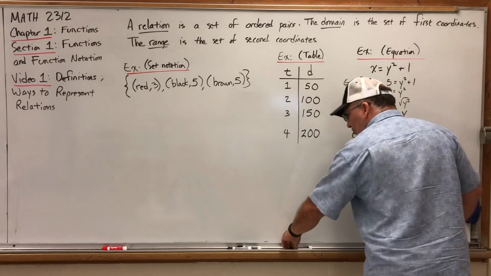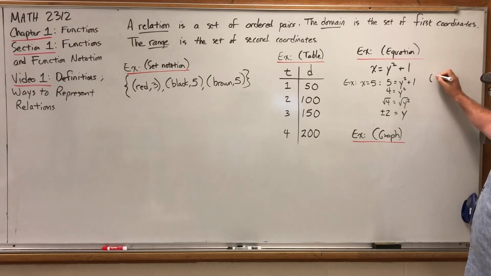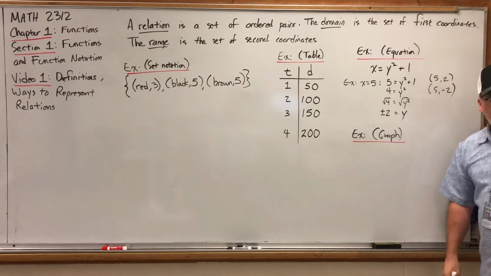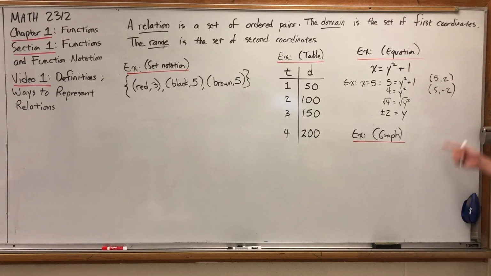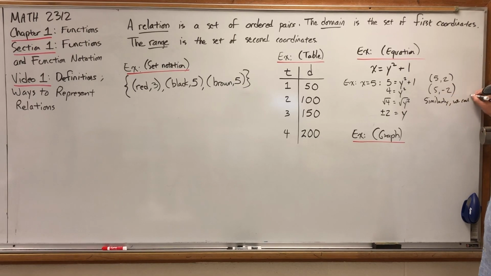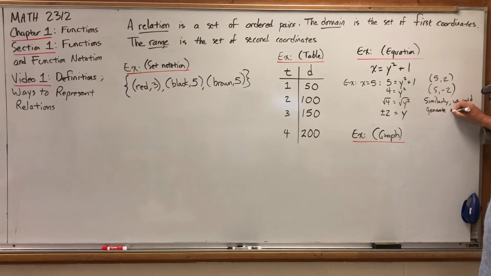And if you'll notice, we have two solutions for the y, 2 and negative 2, which means that both 5, 2, and 5, negative 2 would be solutions to this equation, and therefore, these are two ordered pairs that belong to this relation. Are there more? Of course there are. How many? A bunch. Similarly, we could generate more pairs.